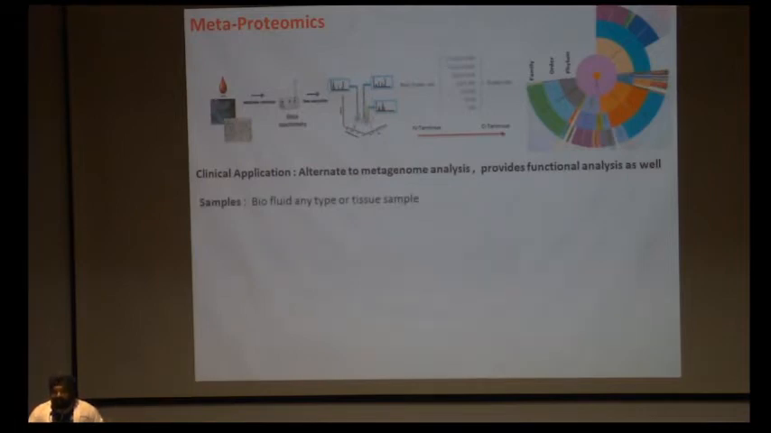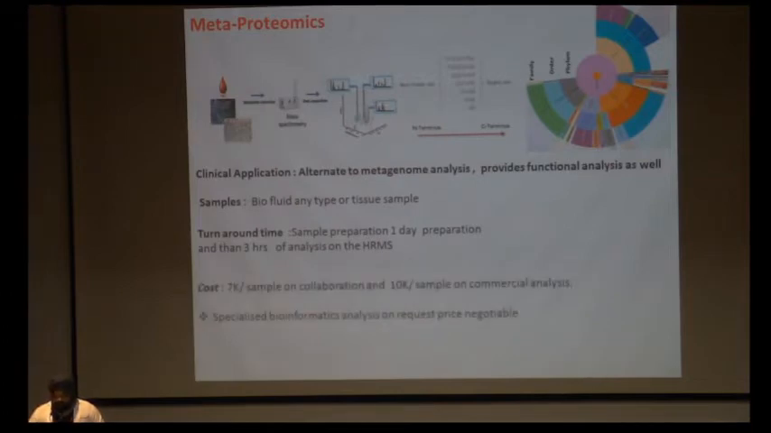So biofluid of any type and tissue of any type you can do. The turnaround time is 1 day for preparation and 3 hours per sample run on an HRMS. The cost is 7K per sample on collaboration and 10K on commercial analysis. The specialized bioinformatic analysis is on request.